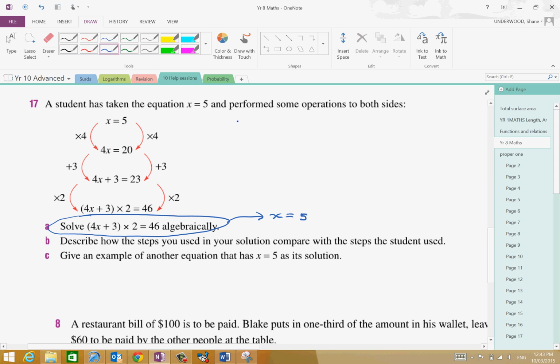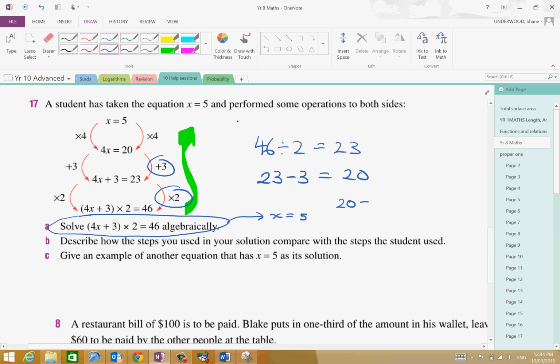Now, describe how steps you use in your solution compared with the steps the student used. Now, what do we have to do? We're going to start with 46. We're working our way up. What's the opposite of times by 2? Divided by 2. Awesome. So, divided by 2, that gives me 23. What's the opposite of plus 3? Subtract 3. 23 subtract 3 is equal to 20. What's the opposite of times 4? Divided by 4. 20 divided by 4 is equal to 5.